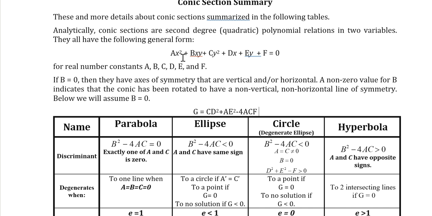For an ellipse, assuming B is 0, you'll have an x squared and a y squared term. You'll have an A and a C that are not 0, and they will have the same sign. In a circle, not only do they have the same sign, they're actually the same number. In a hyperbola, A and C have opposite signs. Again, this is assuming B is 0.